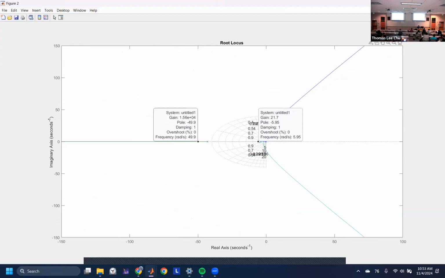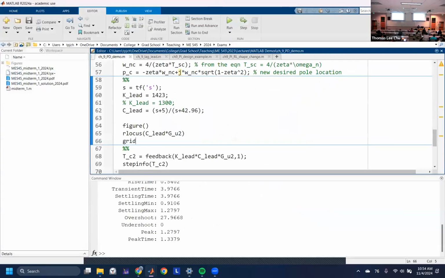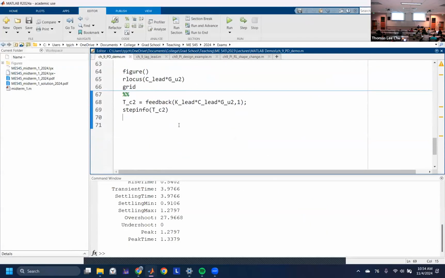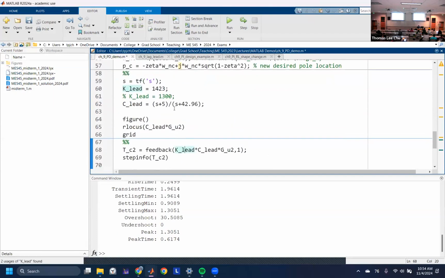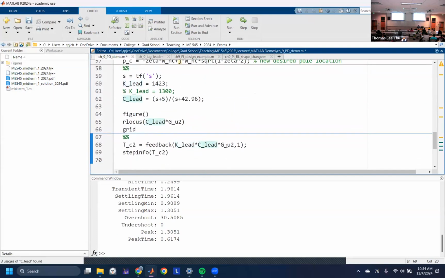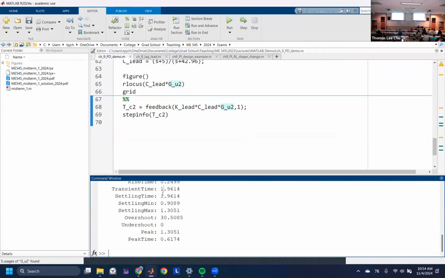Something like that. Anyway, we're still using the second order approximation. We hope it works. If I run it and check the step info of our compensated closed loop system, be sure to apply the gain here. Our new settling time is actually 1.96 seconds, which is pretty close to what we wanted. We wanted under 2 seconds, and it worked out well for us.